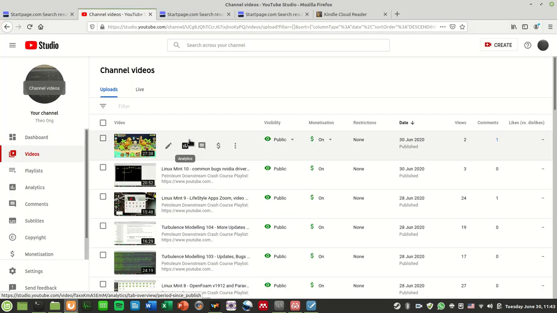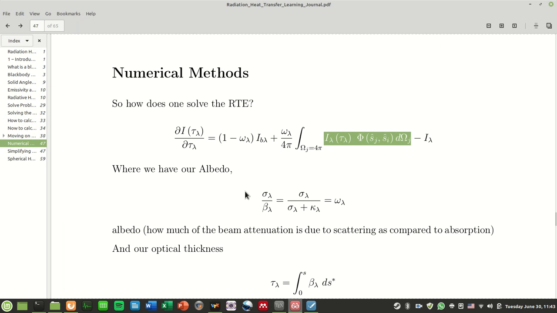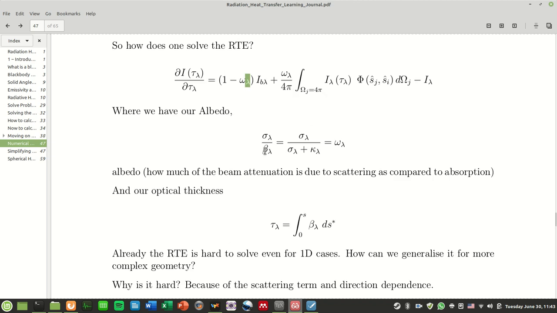So, where were we? Basically, we sum all the in-scattering from various directions, and we call this the in-scattering term. And this is the extinction term, which is a combination of absorption and scattering out of our prime direction, the direction we are considering. And just for you to remember, this is what our albedo looks like.